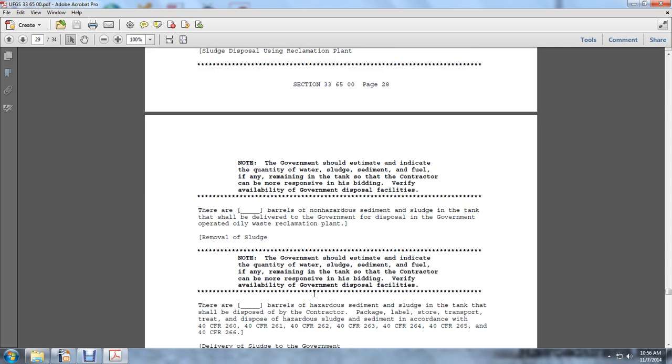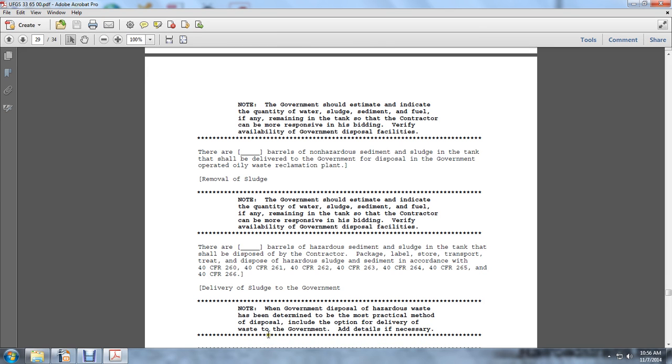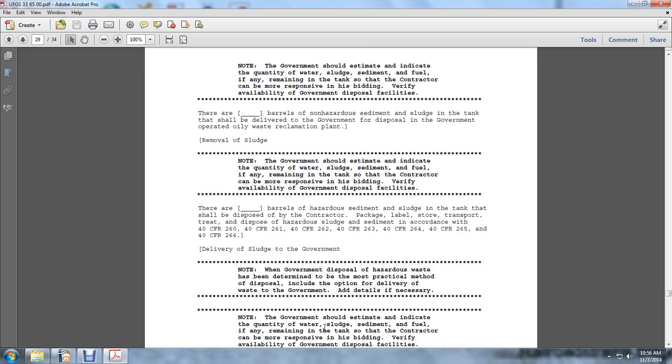There are blank barrels of hazardous sediment and sludge in the tank. The contractor shall package, label, store, transport, treat, and dispose of hazardous sludge and sediment in accordance with Title 40 CFR Parts 260, 261, 262, 263, 264, 265, and 266. Delivery of the sludge to the government: when the government determines the most practical method of disposal of hazardous waste, including the option of delivering the waste to the government, provide details as necessary.